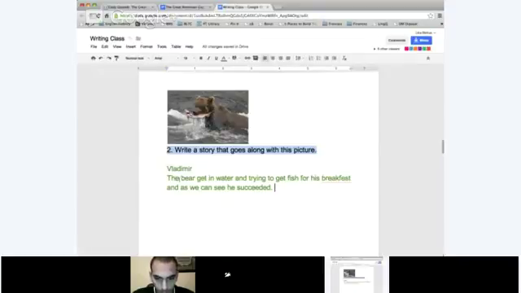Okay. So probably he's enjoying himself too. Yeah. The bear gets in. We would say the bear gets in the water and tries to get a fish for his breakfast. And then I would just put a period, and then the next sentence is, as we can see, period, he succeeded. He is having a tasty meal. Is that something like that?